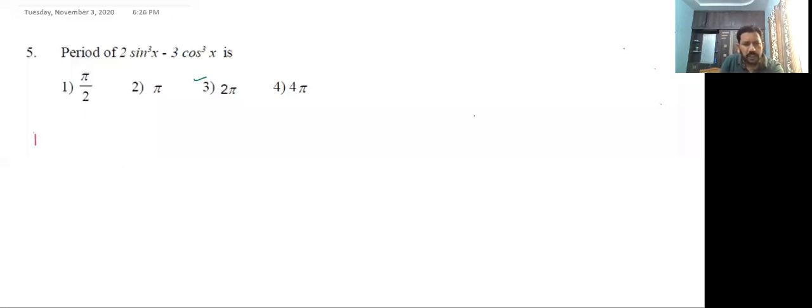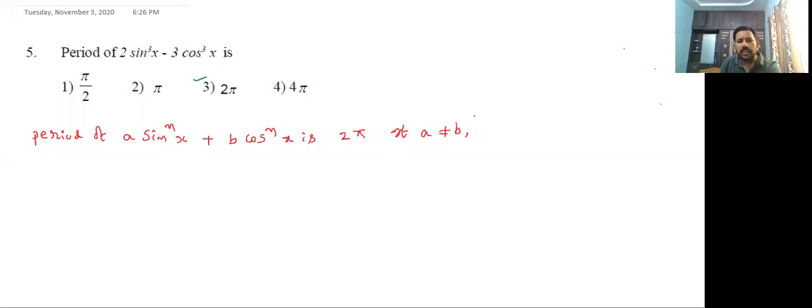Here we know that the period of a sine power nx plus b cos power nx is 2 pi, if a is not equal to b and n is odd. This is the shortcut formula. So by observing this formula, here the a value is 2, the b value is minus 3 and the n value is 3. Finally, a is not equal to b, and the n value 3 is odd.